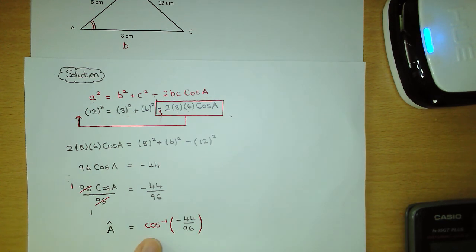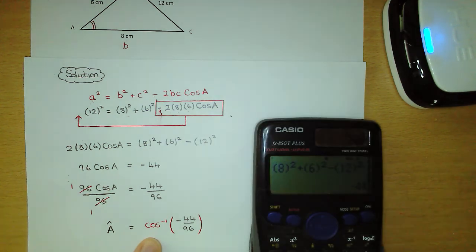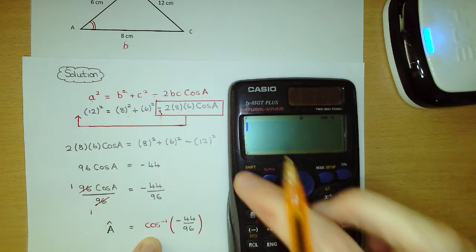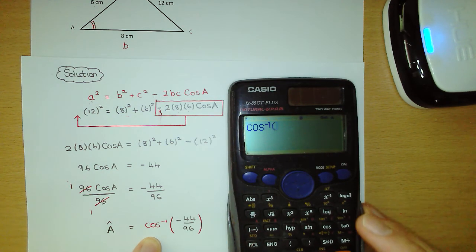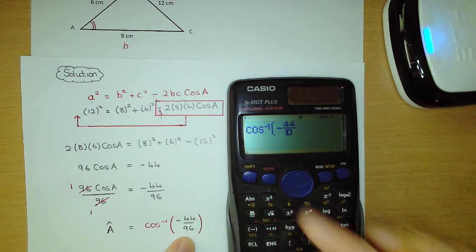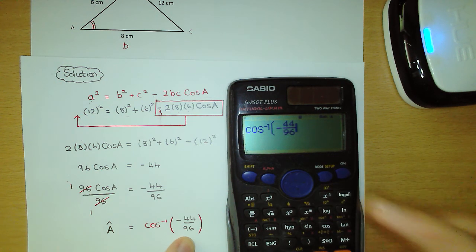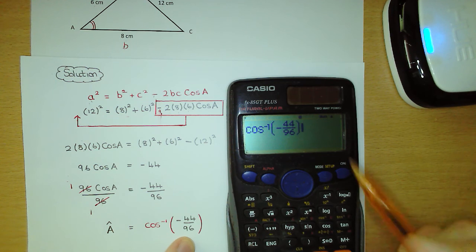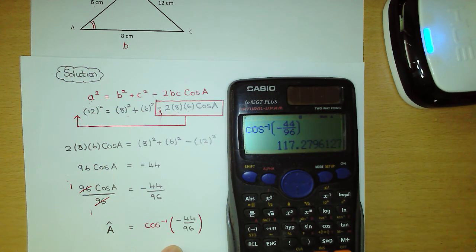And again, we need to use the shift button on our calculator. So shift and then cosine, hit our fraction button, or hit negative and then hit our fraction button. 44 over 96, close brackets, make sure the bracket surrounds the entire fraction, and then hit equals, and that's going to give us 117.2796.